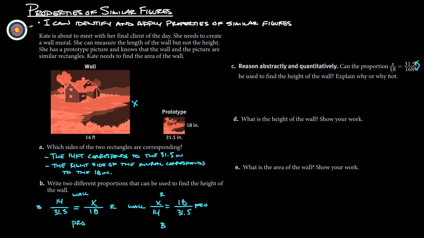So can this proportion be used to find the height of the wall? Nope, because they flipped it around, right? They've got the wrong piece on the wrong side. So corresponding sides are not in the same position in the proportion, right? So no, corresponding sides are not in the same position.